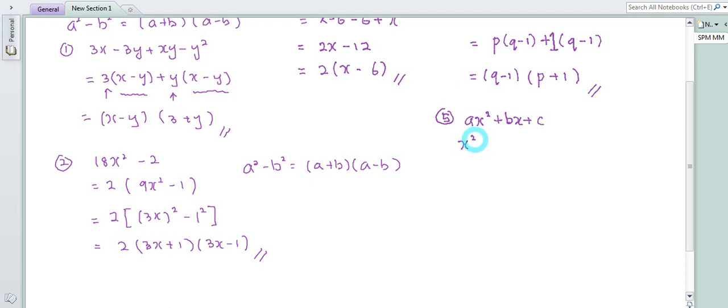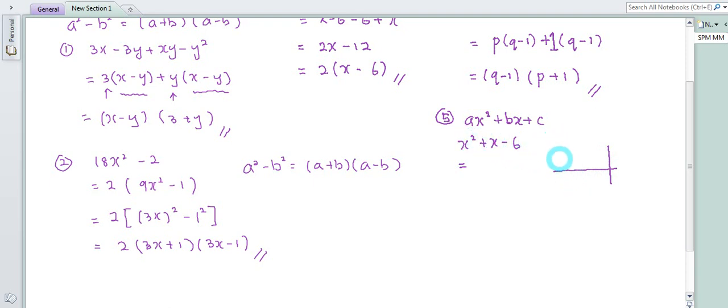X squared plus x minus 6. Okay, this one we need to do some factorization. It's very easy. You draw a cross like this. Then you try to think what times what you will get x squared.